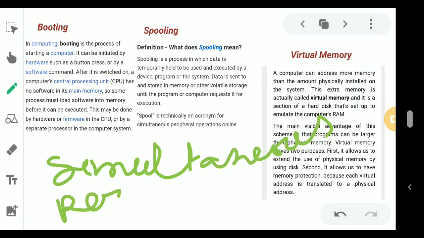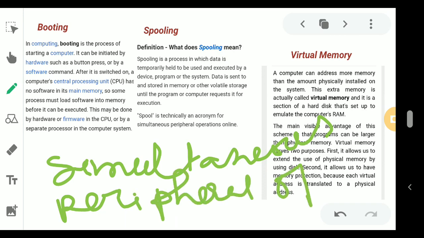Simultaneous peripheral operation online.